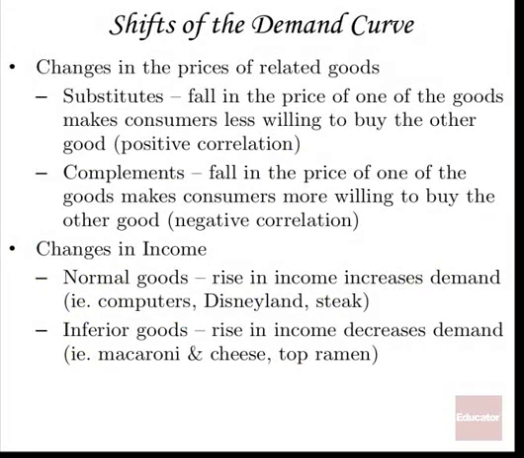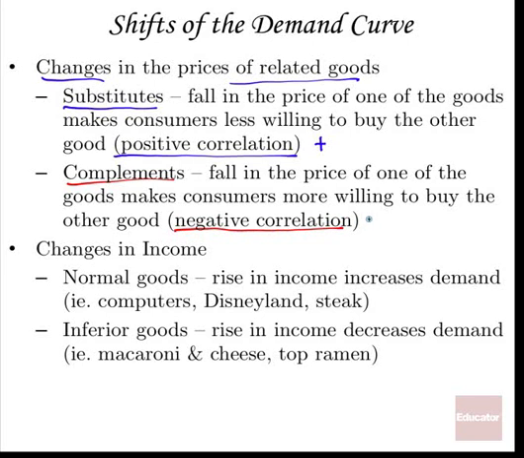So we're going to go ahead and look at changes, shifts in the demand curve. We're going to look at changes in the price of related goods. And there's a couple of things that would cause the shift in demand curves. For example, substitutes. A fall in the price of one of the goods makes consumers less willing to buy the other good, and there's a positive correlation to that. And then there are complements. A fall in the price of one of the goods makes consumers more willing to buy the other good, or there's a negative correlation. Okay.